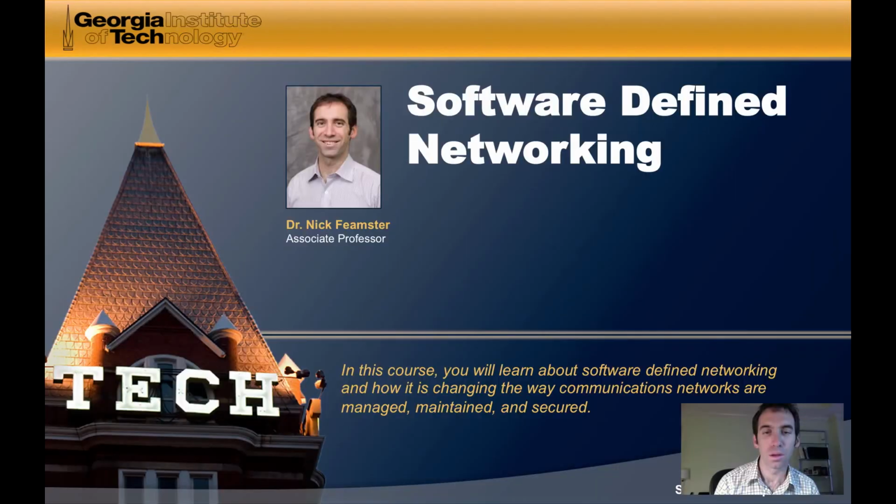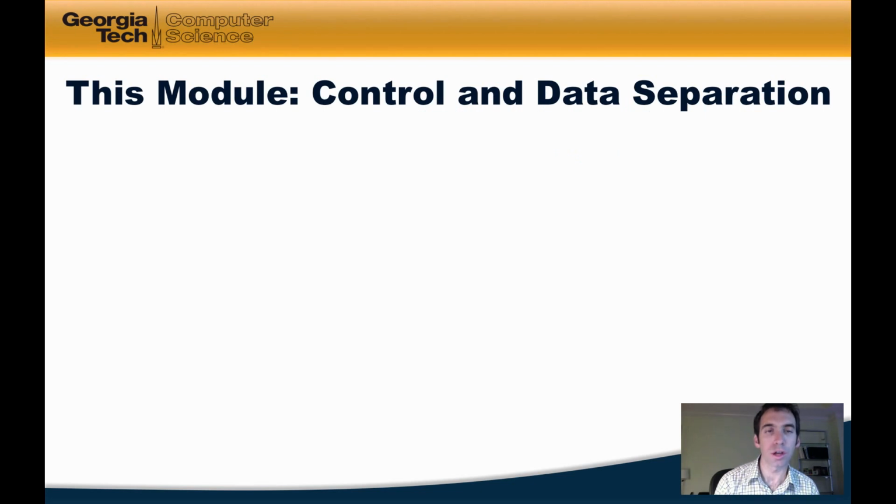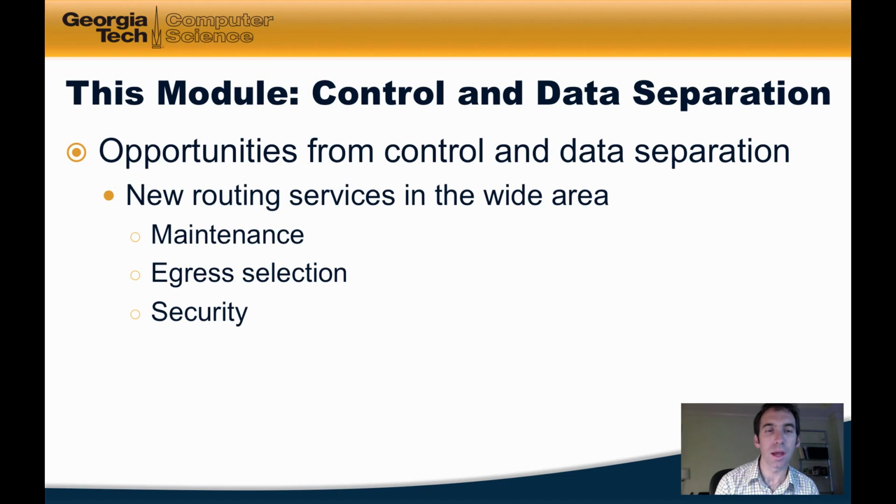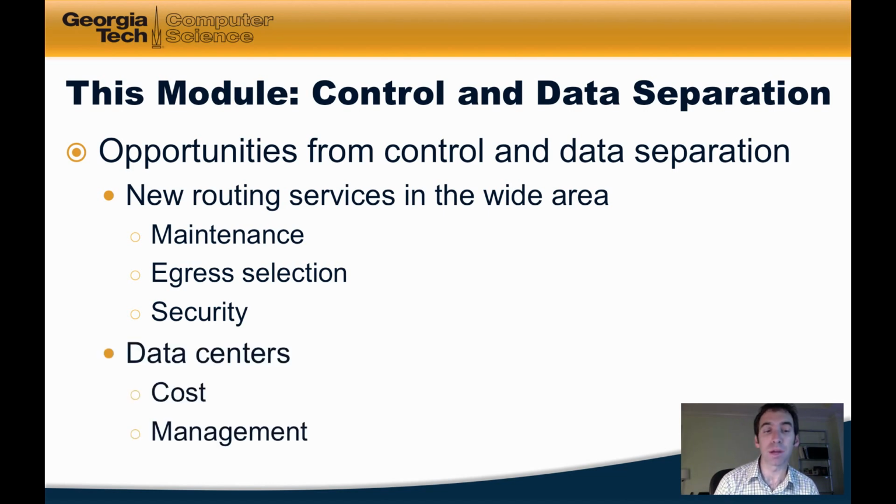We're continuing our discussion of the benefits of control and data plane separation. And in this lesson, we'll talk about the opportunities from control and data plane separation in terms of two examples. One is new routing services in the wide area in terms of maintenance, egress selection, and security. And the second is benefits in data center networks in terms of cost and management.